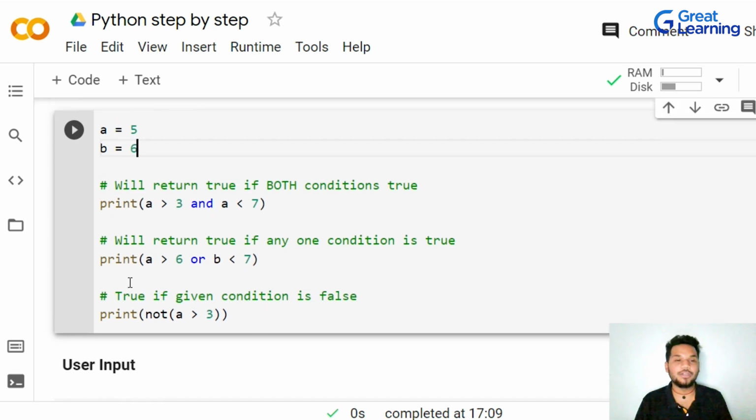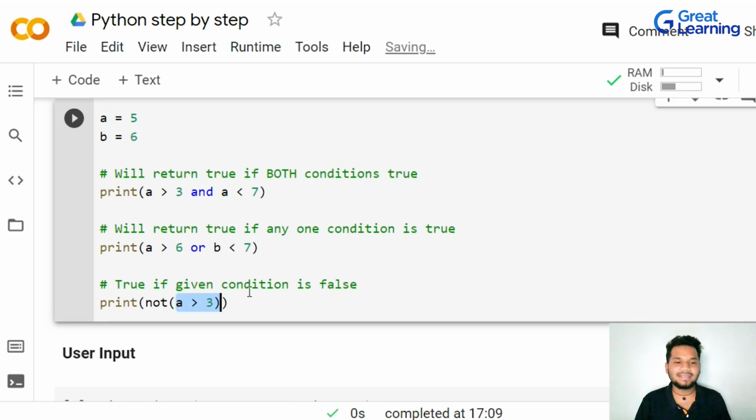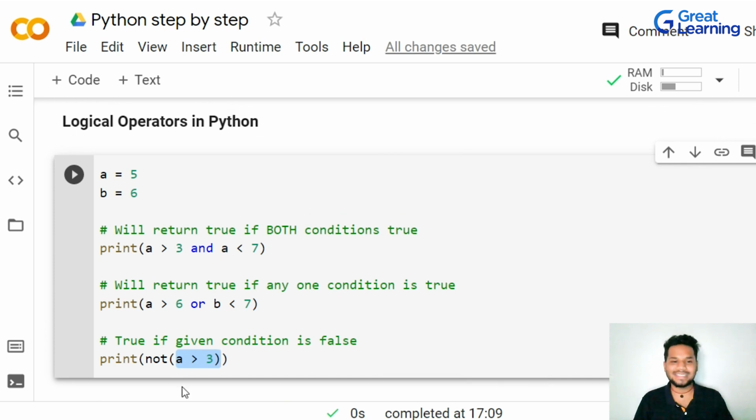The next one is the NOT. Logical NOT is really interesting because it's confusing as hell sometimes. If you take a look at A greater than 3. Is A greater than 3? A is equal to 5. Yes, right? The answer should be yes. But as soon as you put a not in front of it, you are reversing that entire thing. So this is as good as saying, is A not less than 3, right?